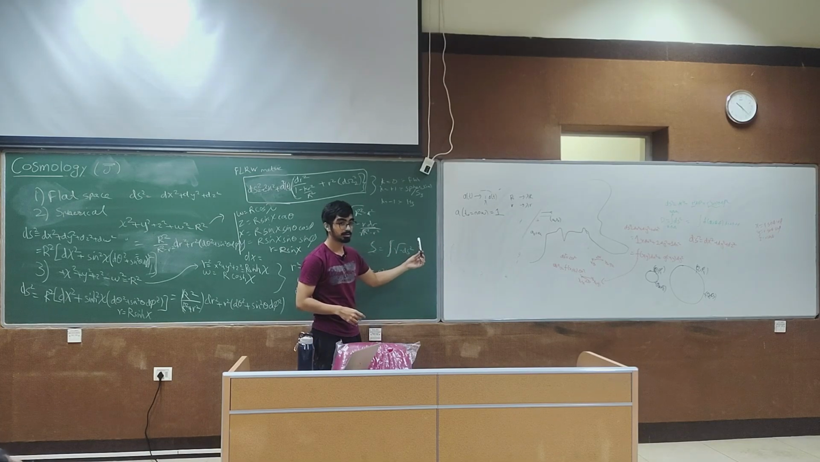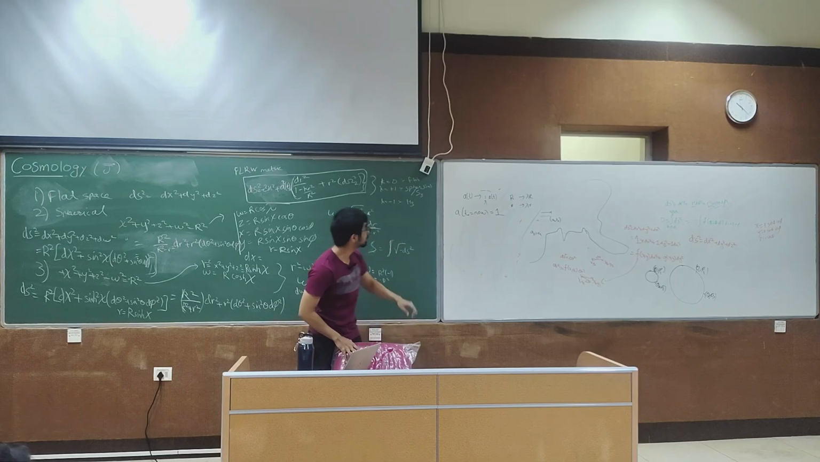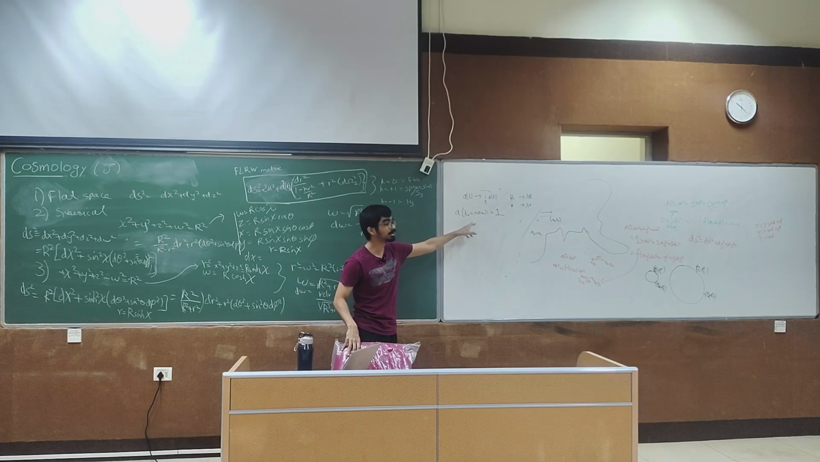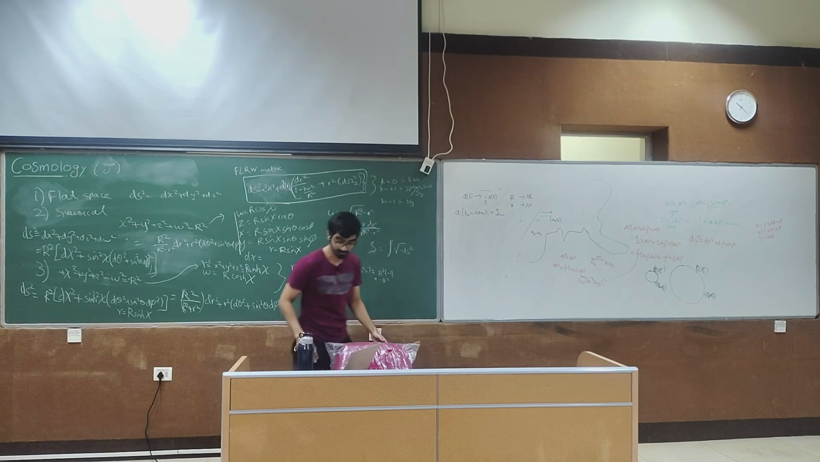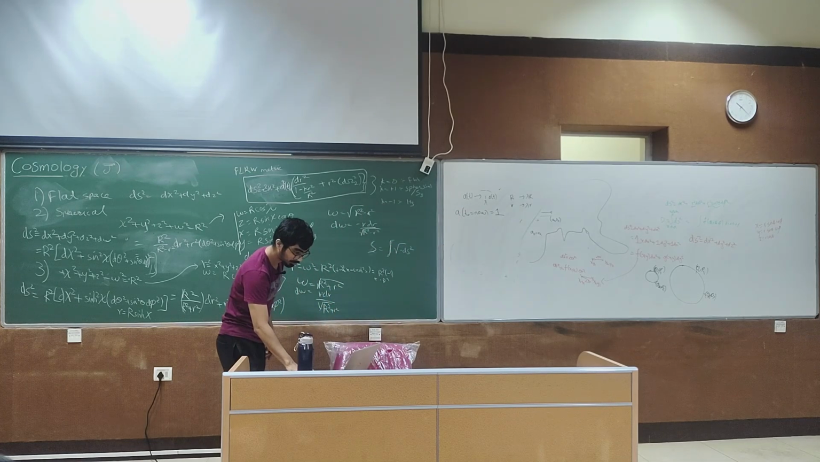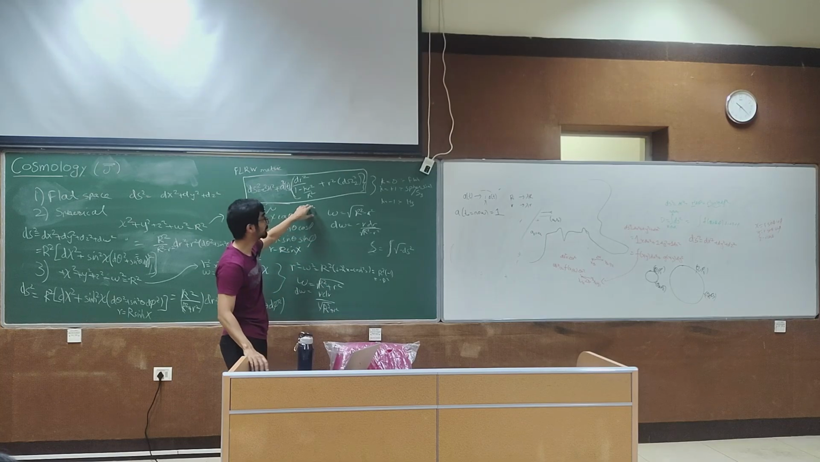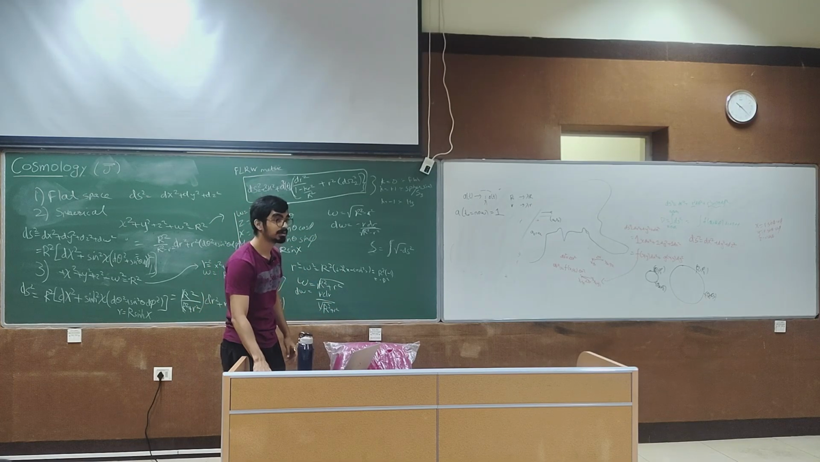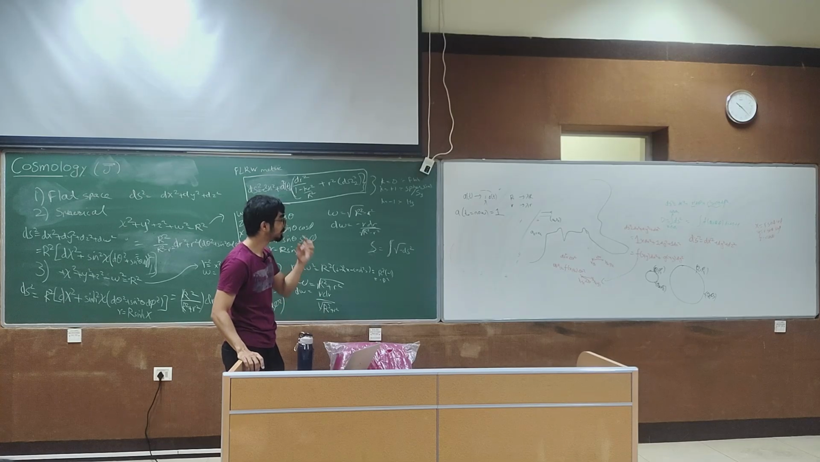Do you get this point? We can choose a lambda such that a of t naught is now 1. If it is not 1, just divide it by that quantity to get this. Yeah, so this is the FLRW metric. Any doubt till now? No?